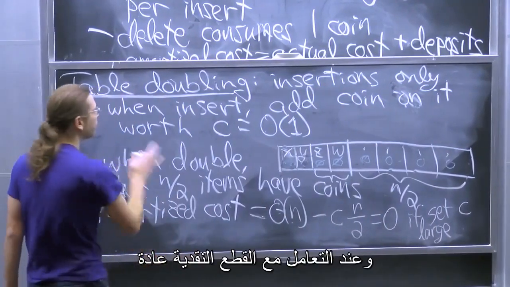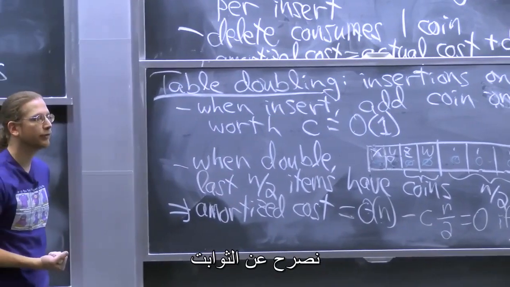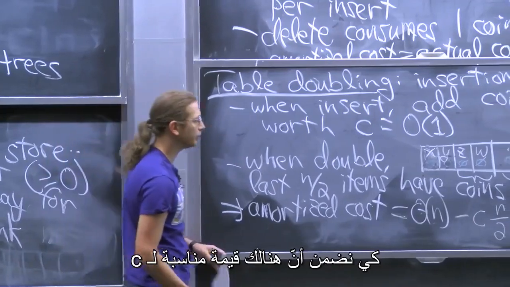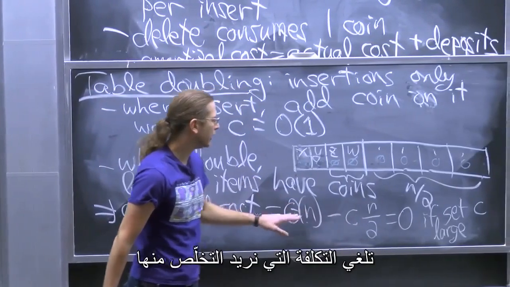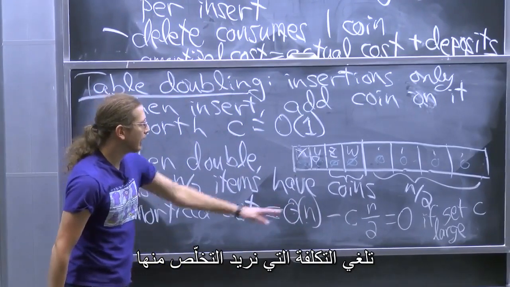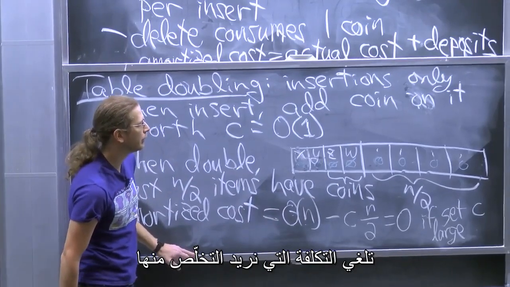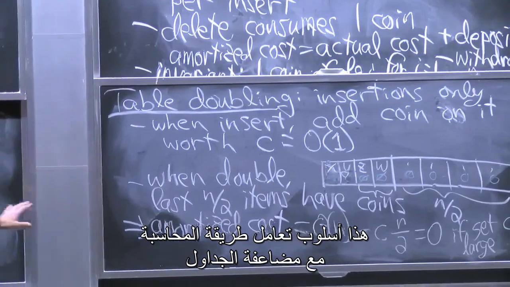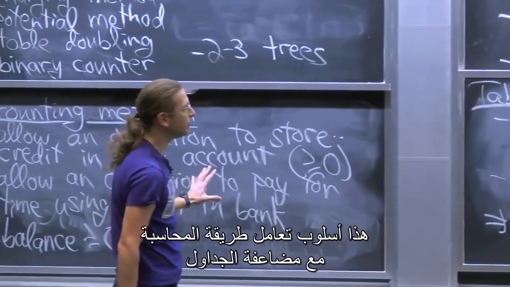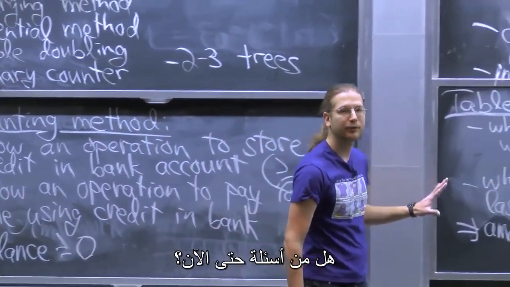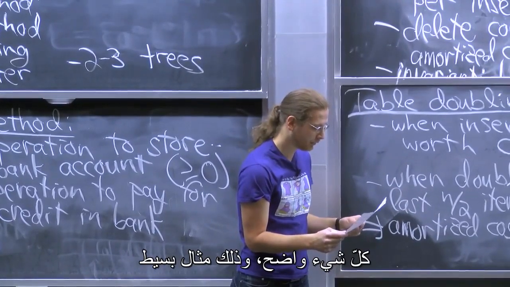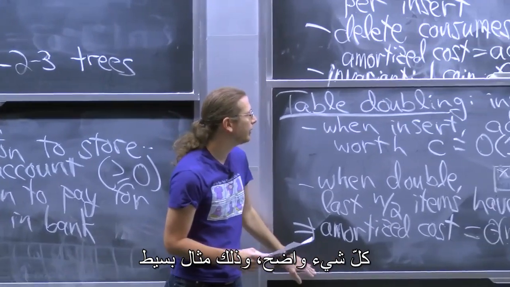Okay, and usually when you're working with coins, you want to make the constants explicit just to make sure there's no circular dependence on constants. Make sure there is a valid choice of c that annihilates whatever cost you want to get rid of. Okay, so this is the accounting method view of table doubling. Any questions so far? So far, so good. Pretty simple example.